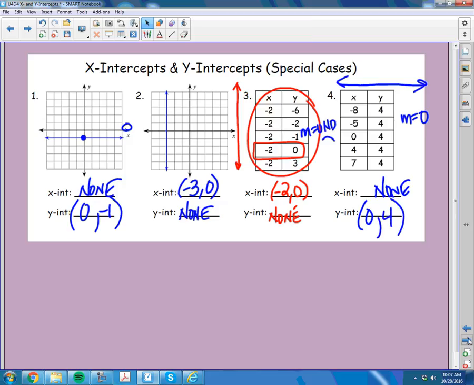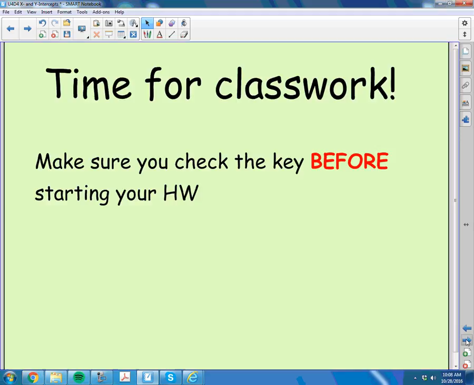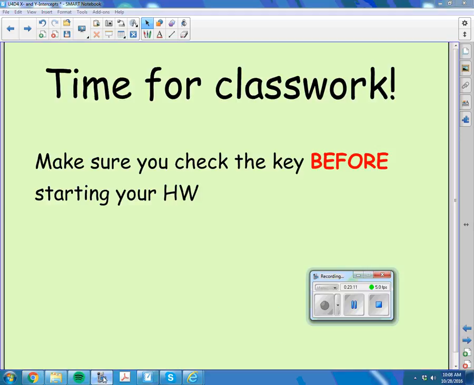Guys, on this homework and this classwork, take your time. It's really easy to make some silly mistakes, but you should be able to get this done by the time we walk out of here and you can have the weekend.